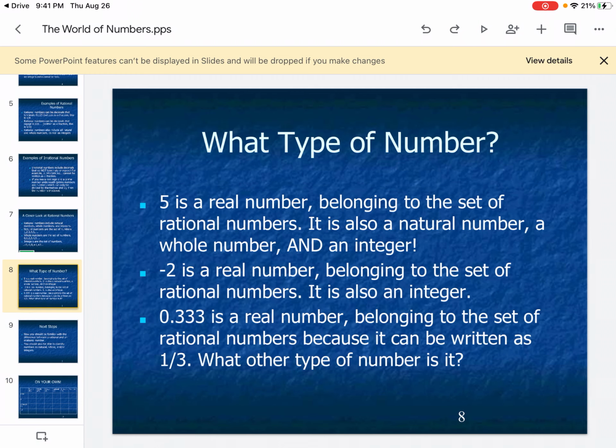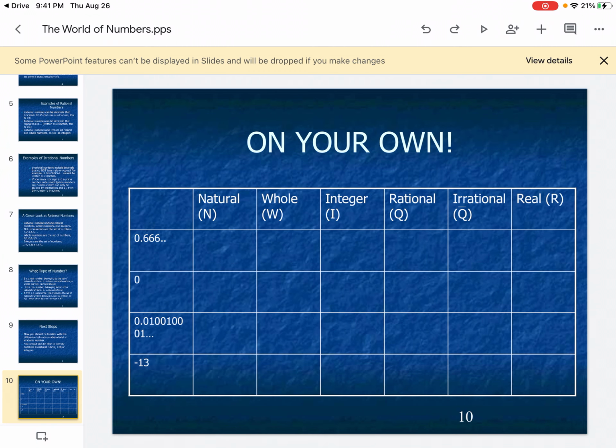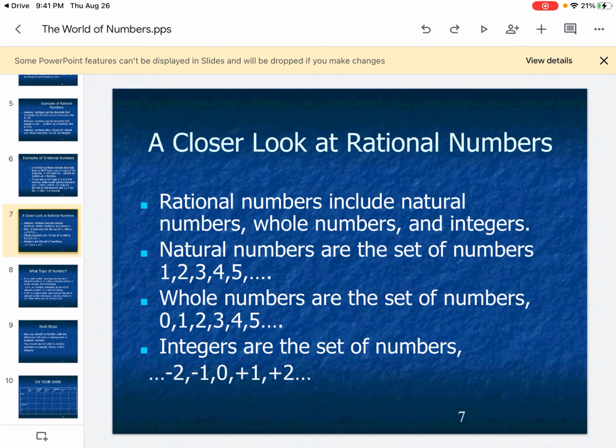Well, let's go back to our definitions here. If we go back to our definitions, it is not a natural number. It is whole, and it is an integer. So we have to be careful with that one. -13. -13 is going to be an integer. It's not whole and it's not natural.